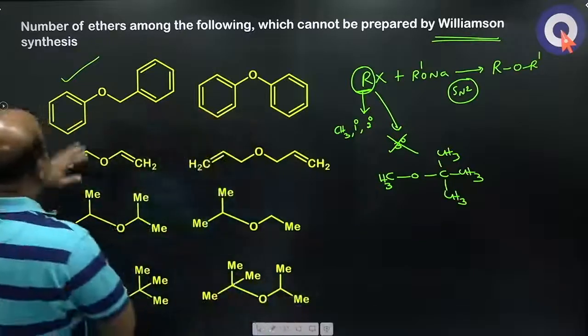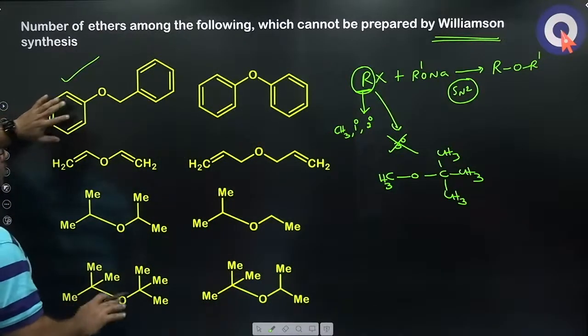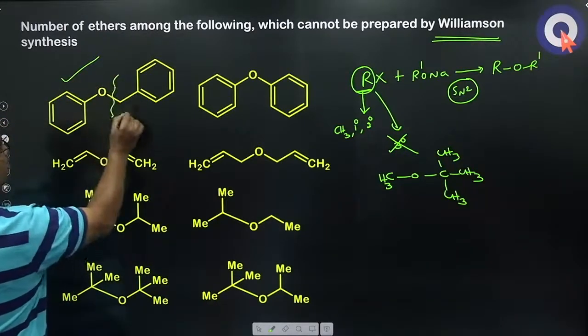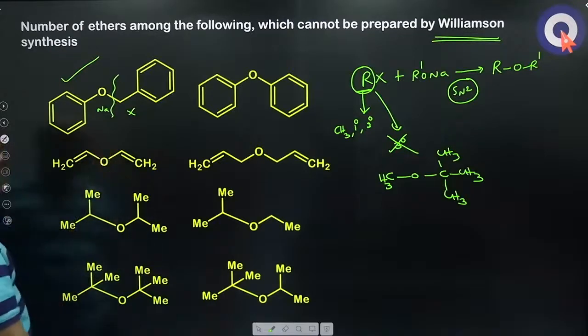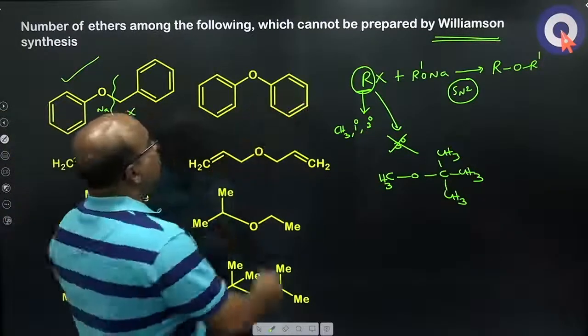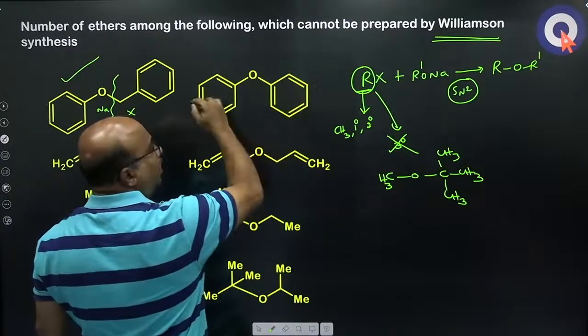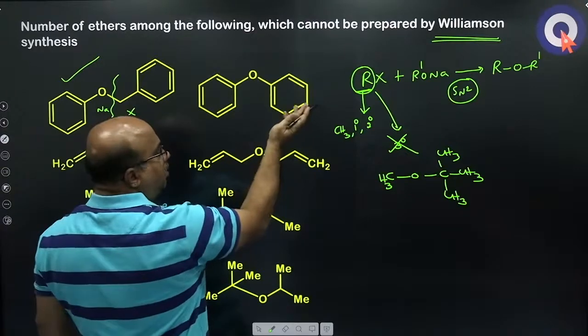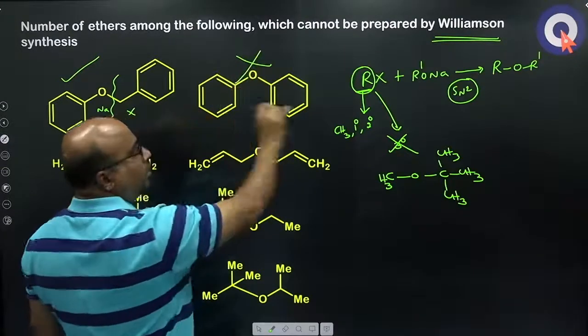So if it is a phenyl halide here, you can't do it. But you can have X here, you can have NO2 here. Then it happens. So this can be prepared. But when phenyls are on both sides, you can't cleave either side. This is an alkyl halide or maybe a phenyl halide, then the oxide, that you can't do. This cannot be a possible preparation.